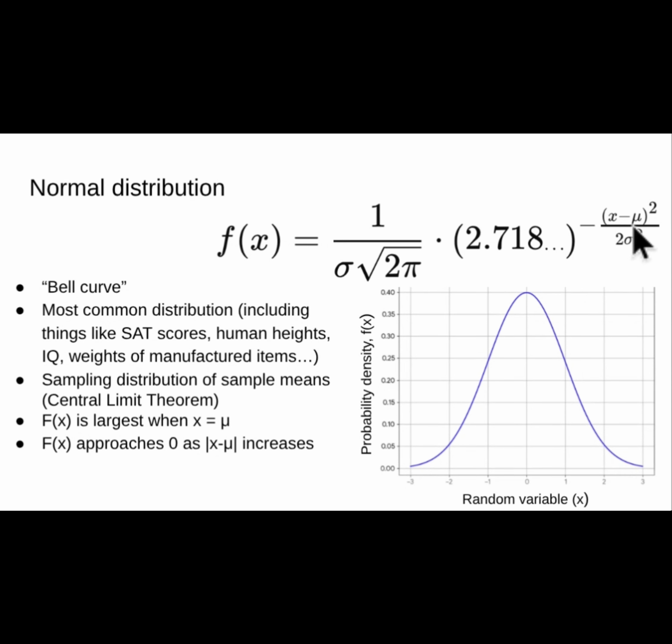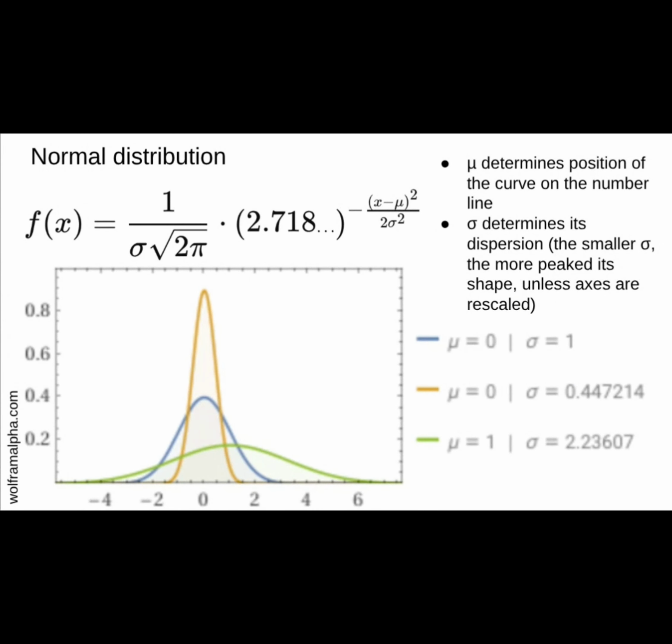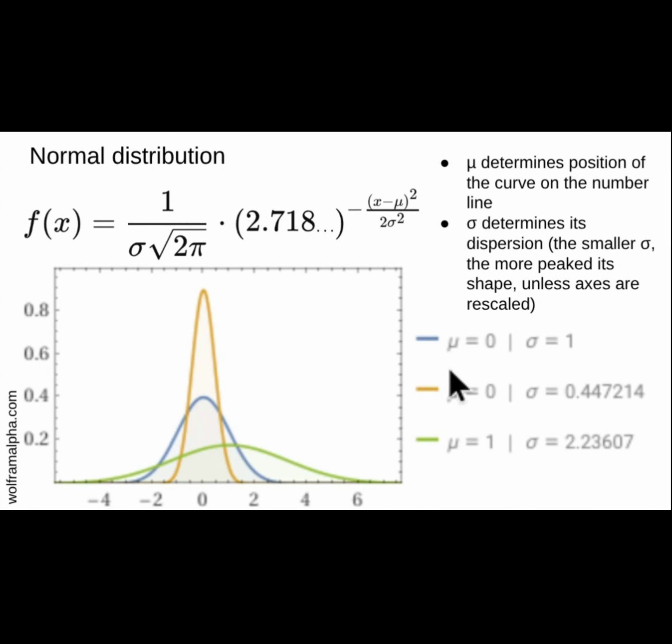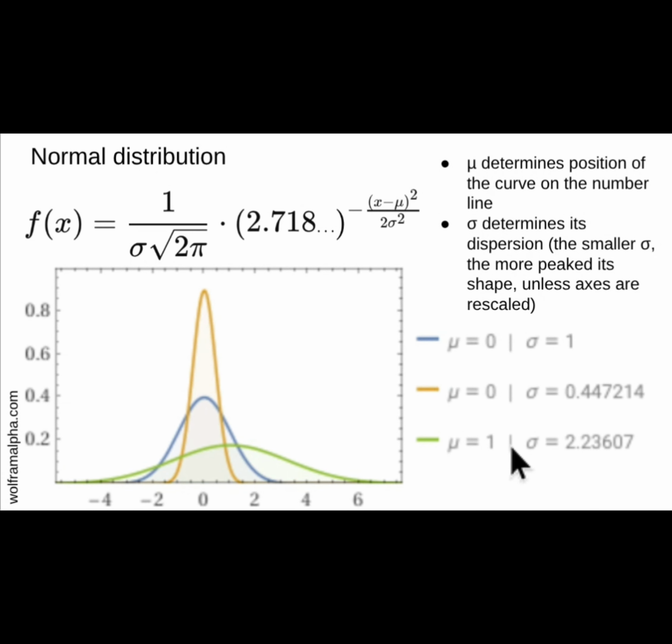The mean in the formula only determines the position on the number line of where the curve is, and the sigma, the standard deviation, determines the dispersion. The smaller the sigma, the more peaked its shape is. So here you can see the blue and the orange are for mu equals 0, so it's centered over 0, and the green is mu equals 1, so it's centered over 1.